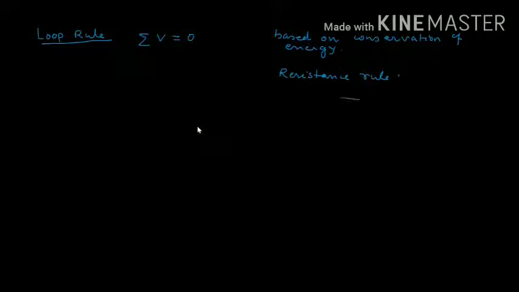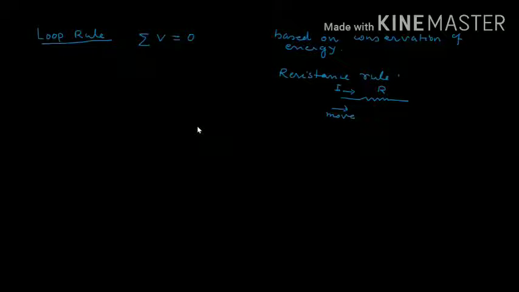Suppose this is a resistor of resistance R. Mentally we walk through the resistance in the direction of current. Suppose this is the direction of current, that is I, and we move or walk in the direction of current.